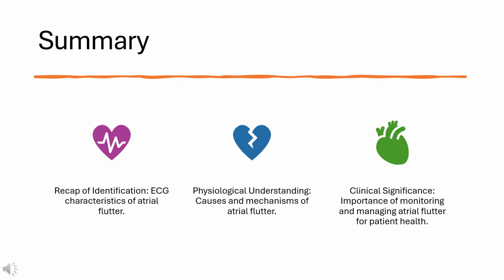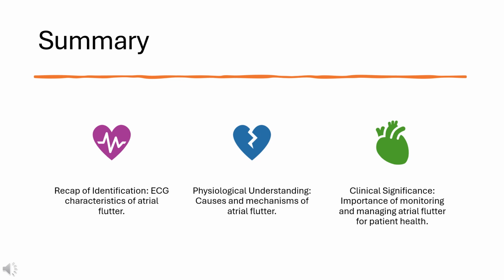We also looked at the clinical significance because atrial flutter is not just an abnormal rhythm. It has significant implications that require careful monitoring and management. Due to the rapid and irregular atrial contractions, blood flow in the atria may become stagnant, increasing the risk of thrombus formation and subsequent embolization. This can lead to strokes or other systemic embolic events. Patients with atrial flutter often experience palpitations, chest pain, dizziness, and fatigue. These symptoms can significantly impact the quality of life and daily functioning.